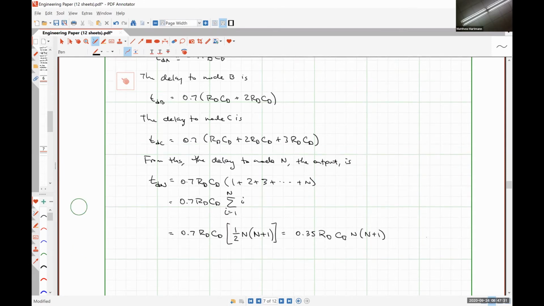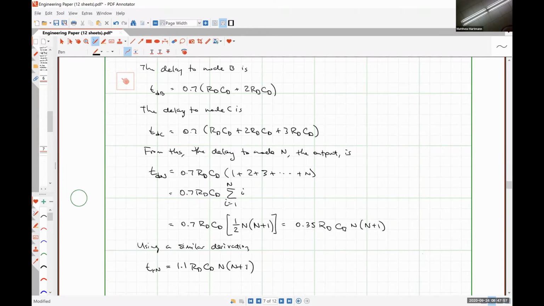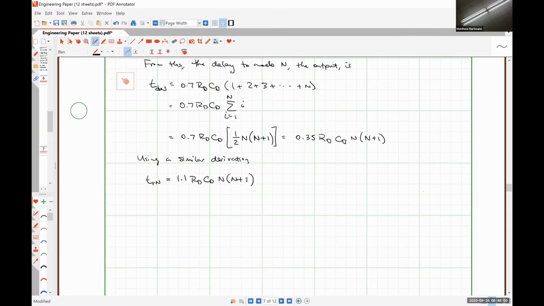Using a similar derivation, the rise time to node N is 1.1 R square C square N times N plus 1. All right, so the last thing we have to do now, for this section anyway, is to work a quick example problem, and then we're going to take maybe a 5-minute break, and then we'll move on to metal layers.